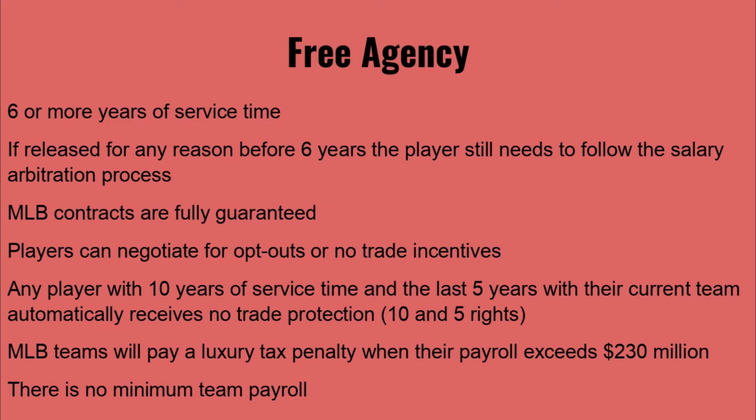And they can also have no-trade clauses, where a team cannot trade a player without their consent. Any player with 10 years of service time and the last 5 years of service time with their current team automatically receives no-trade protection. Those are called 10 and 5 rights. Any player with 10 and 5 rights, if they're going to be traded, they have to consent to any trade to a team, so they control their own destiny as to where they're going to end up.